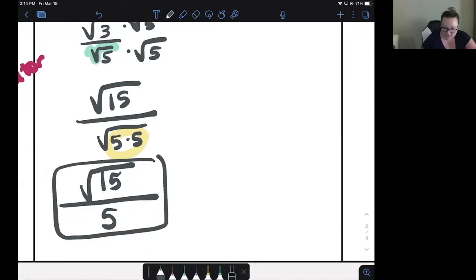And remember, this 15 is under a radical. And some of you might be tempted to divide the 5 into that 15, but you are not allowed to do that because the 5 is not under a radical anymore.